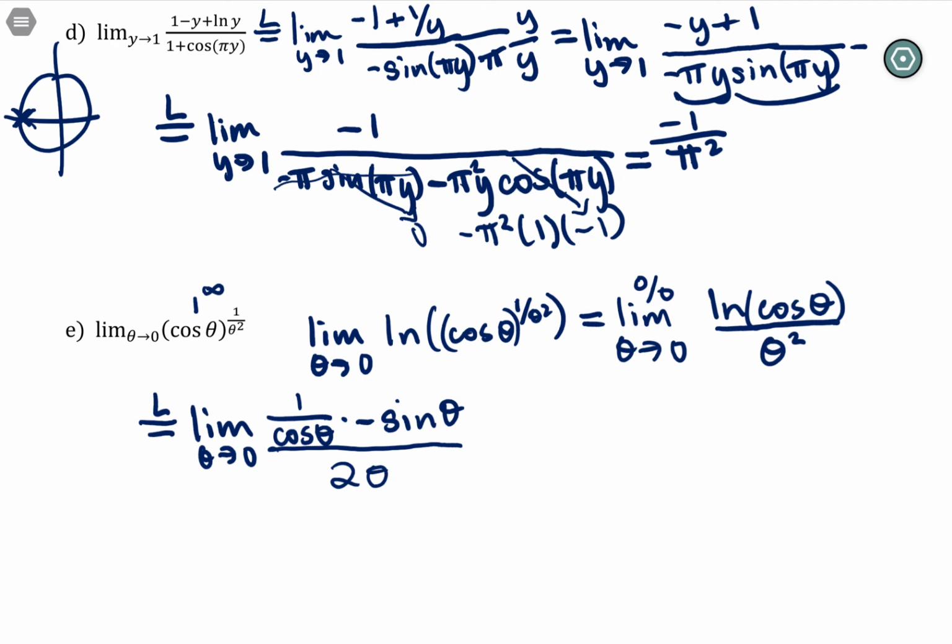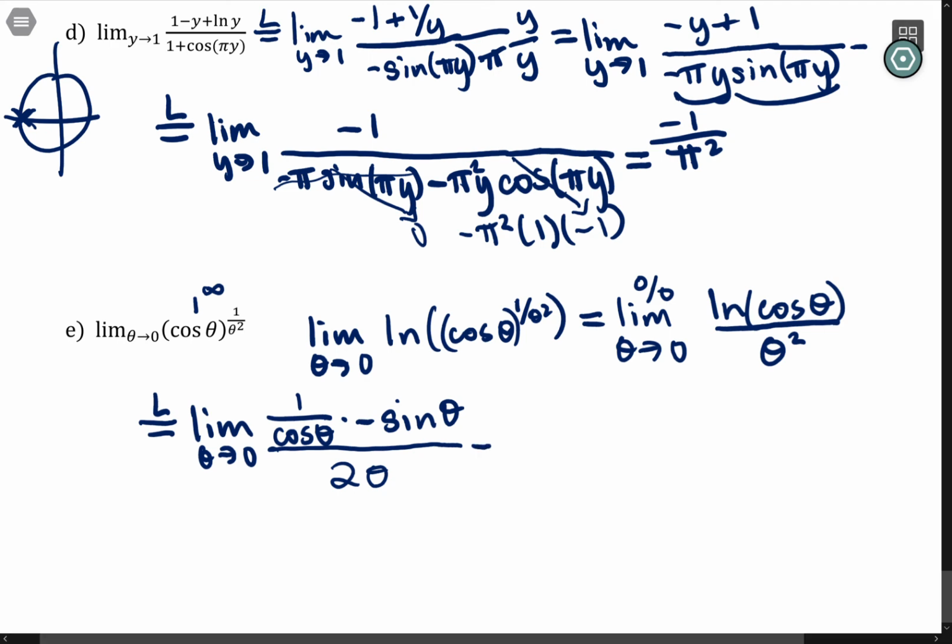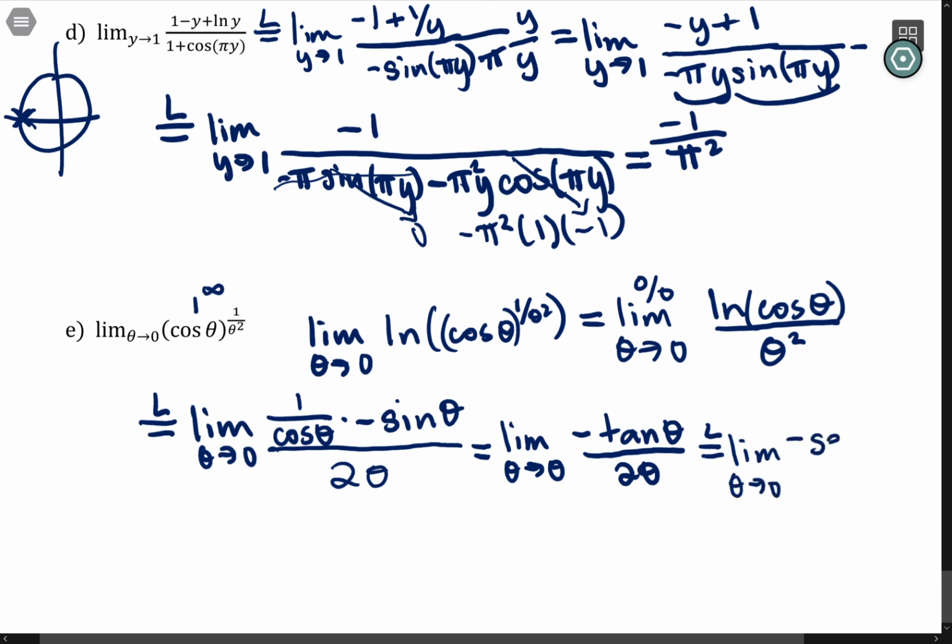So I think we just want to continue, but I'm going to rewrite a little first. I'd rather have a single trig function than a fraction in the top. So sine over cosine is the same as tangent, and that minus will just hang out. And then we can apply our L'Hopital's rule again. And we can say derivative of tangent is secant squared, and derivative of 2 theta is 2.